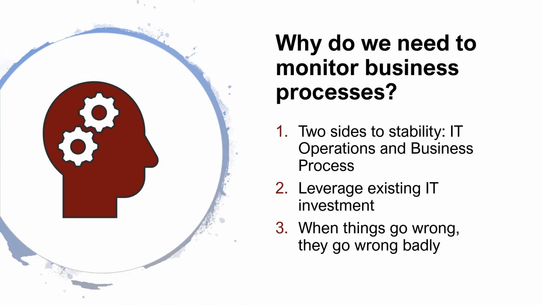Okay, so let's recap. For business process monitoring to make sense, we need to understand that there are two sides to stability. Those are IT operations, which you are probably already doing and doing well. The second side is the business process, which you probably aren't monitoring, and without monitoring it, you don't know how IT impacts the business. Second, we need to leverage our existing investment in IT monitoring. And third, with today's redundancy, when things go wrong, they go wrong badly.